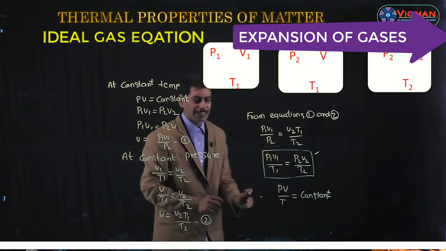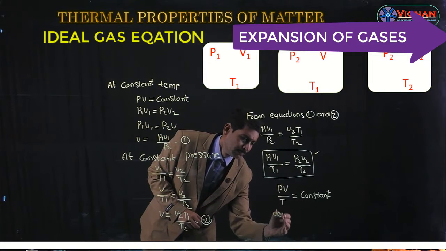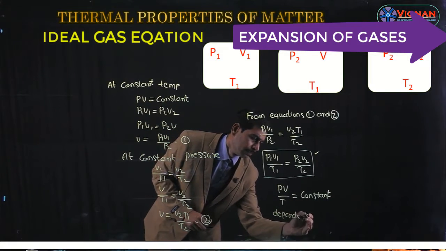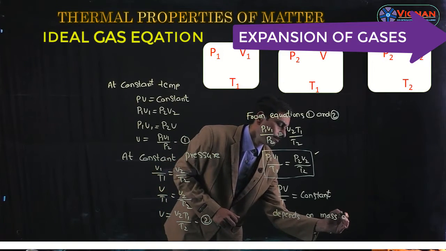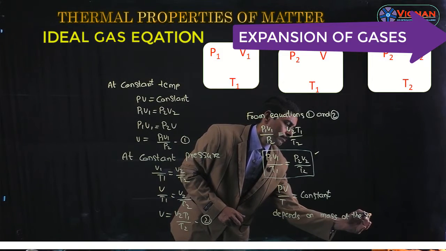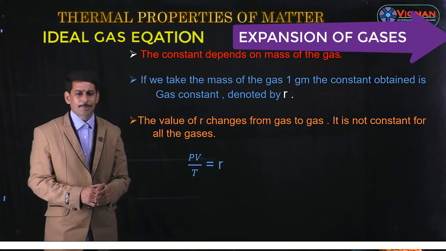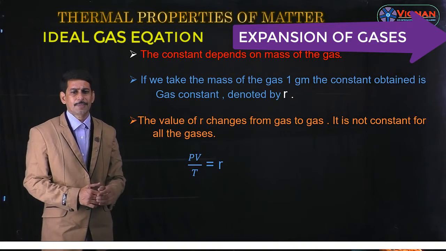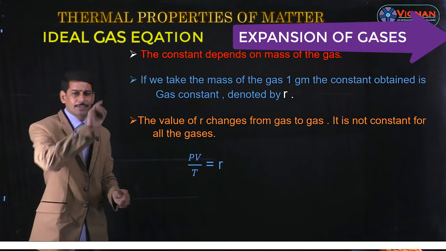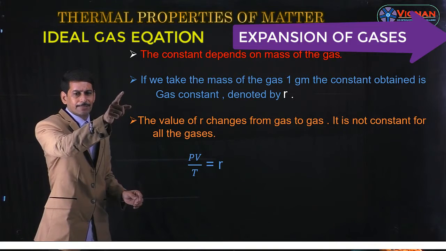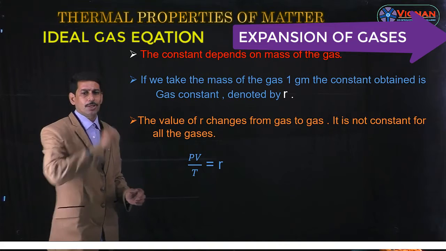So this can be written as PV by T is equal to constant, and here the constant depends on the mass of the gas. If we take the mass of the gas as 1 gram, the constant obtained is called the gas constant, and the gas constant is denoted by small r.